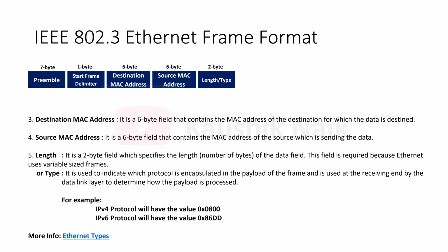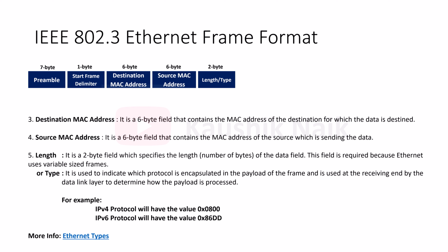The third field is the 6 bytes of destination MAC address, which is the MAC address of the receiver node for which the data is destined. Fourth field is 6 bytes of source MAC address, which is the MAC address of the sender node which sends the data. Fifth field is 2 bytes of length or type.